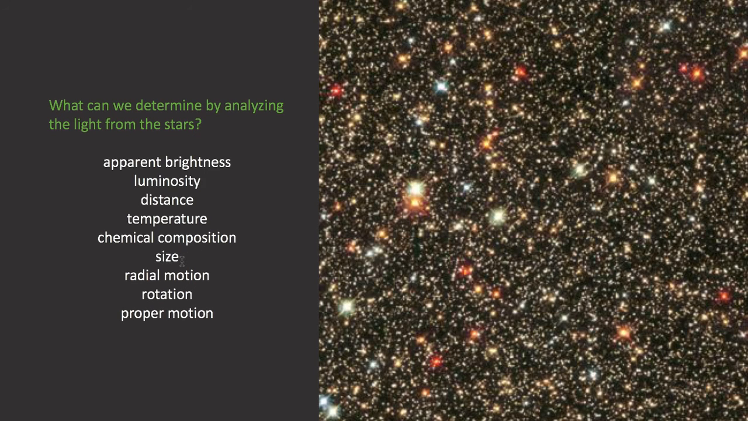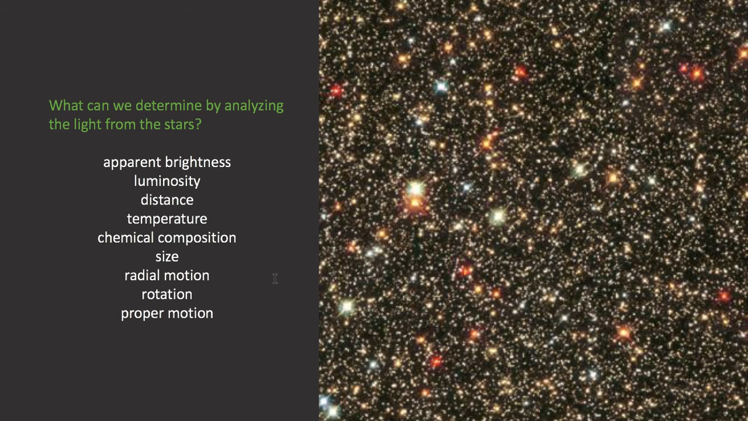Its size will be reflected in the spectrum because smaller stars will have higher surface pressure, surface gravity. Extremely small stars like white dwarfs will have extremely high surface pressure. That's going to cause a blurring in the spectral lines. On the other hand, very, very big stars where they're spread out very far and the surface gravity is not that high will have very sharp spectral lines. Radial motion we get from the Doppler effect on the spectral lines. Rotation we can also get from the Doppler shift because it causes the lines to broaden a little bit.